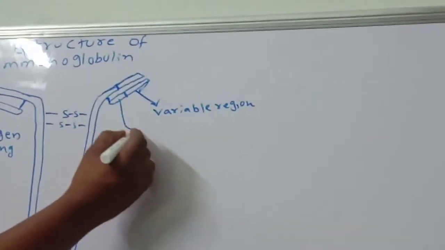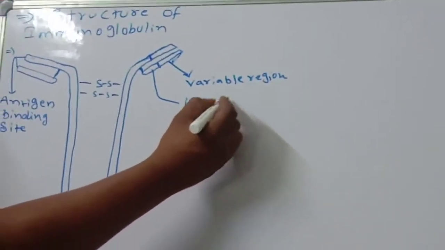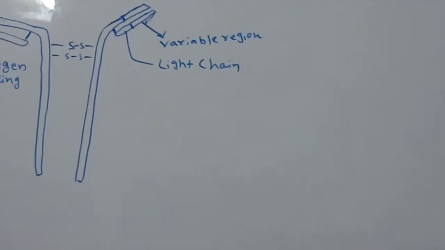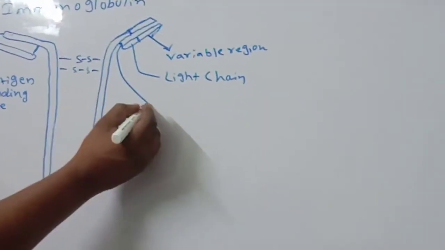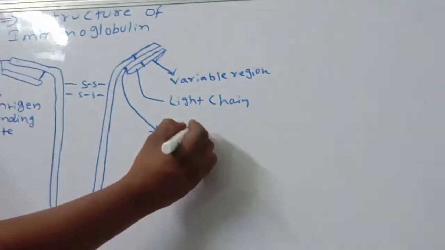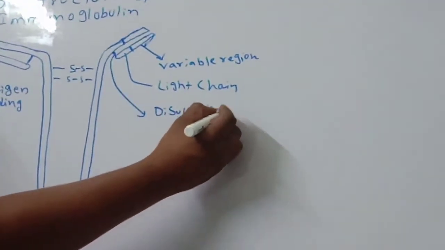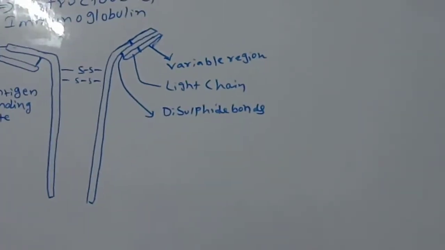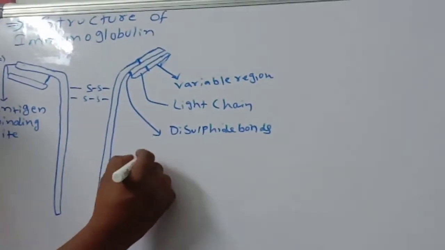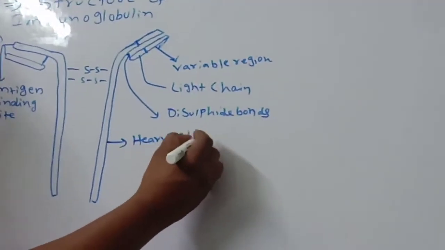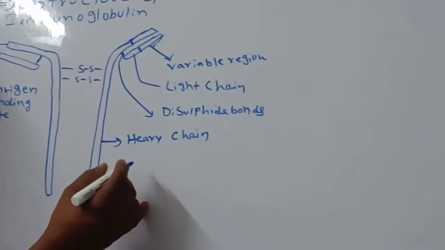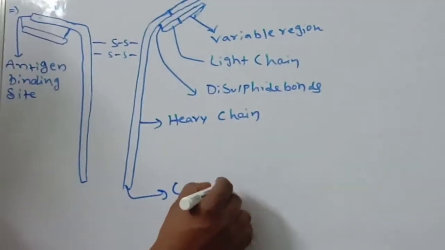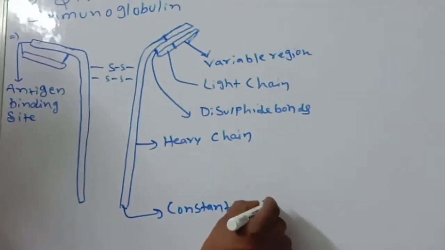This chain is called light chain. Here one bond is there. Here it is disulfide bonds. Like that, two bonds are there. It is heavy chain. The next one, this is constant region. What is called constant region.